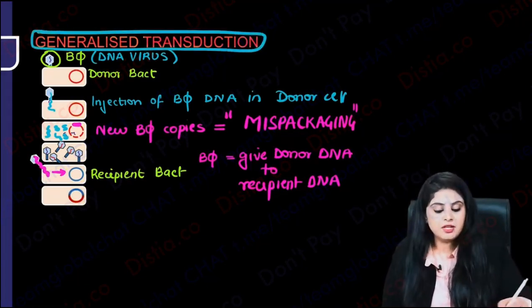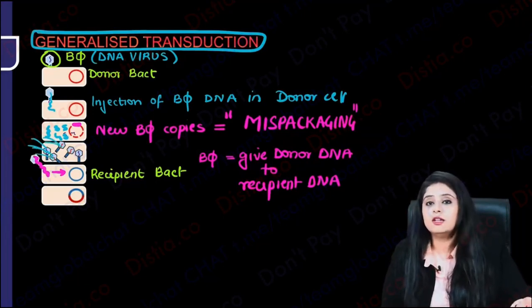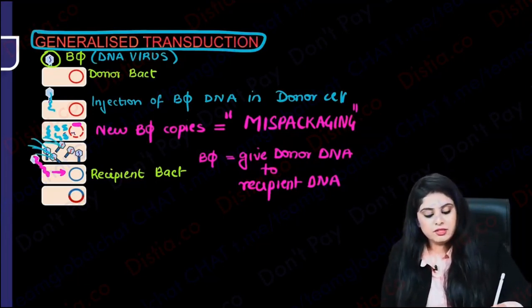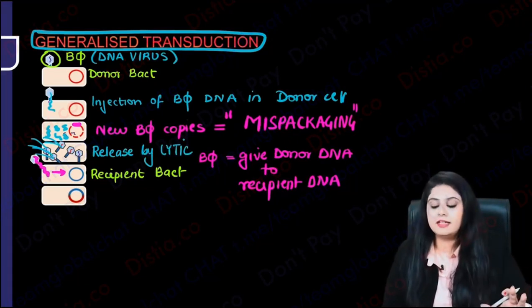So tell me one thing. For these Swiggy, Zomato people to come out, what cycle was followed? They are going to be released by lysis. Basically, the bacteria has lysed. In order to release them, there was lysis. So they followed the lytic cycle.